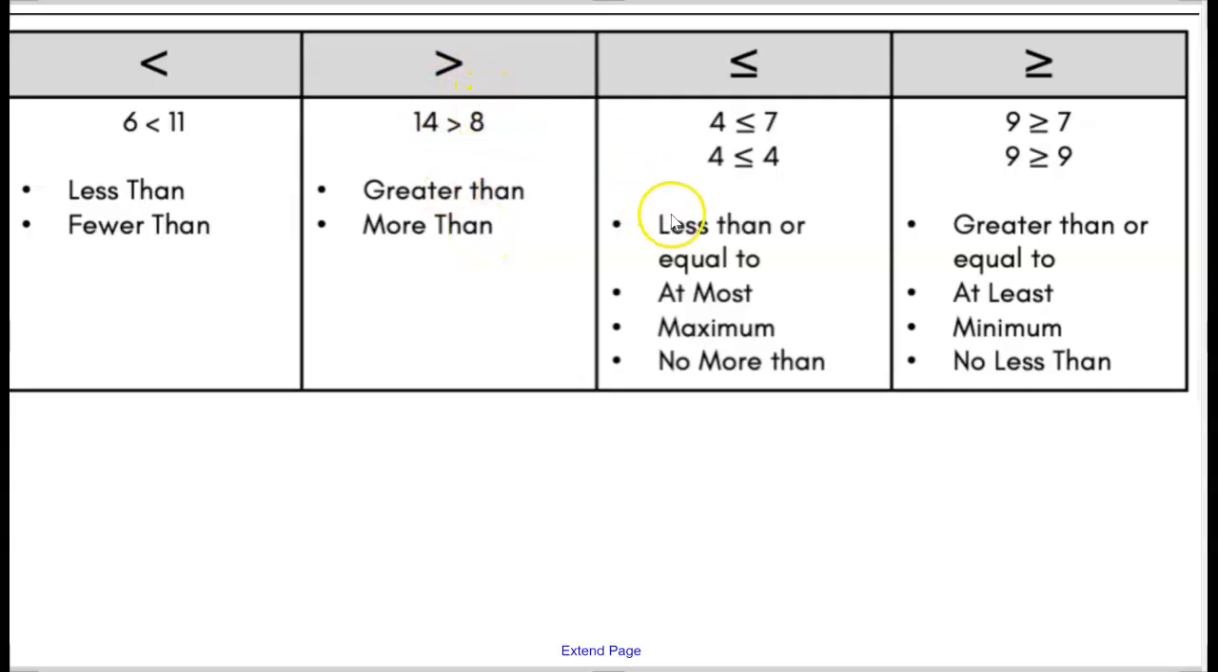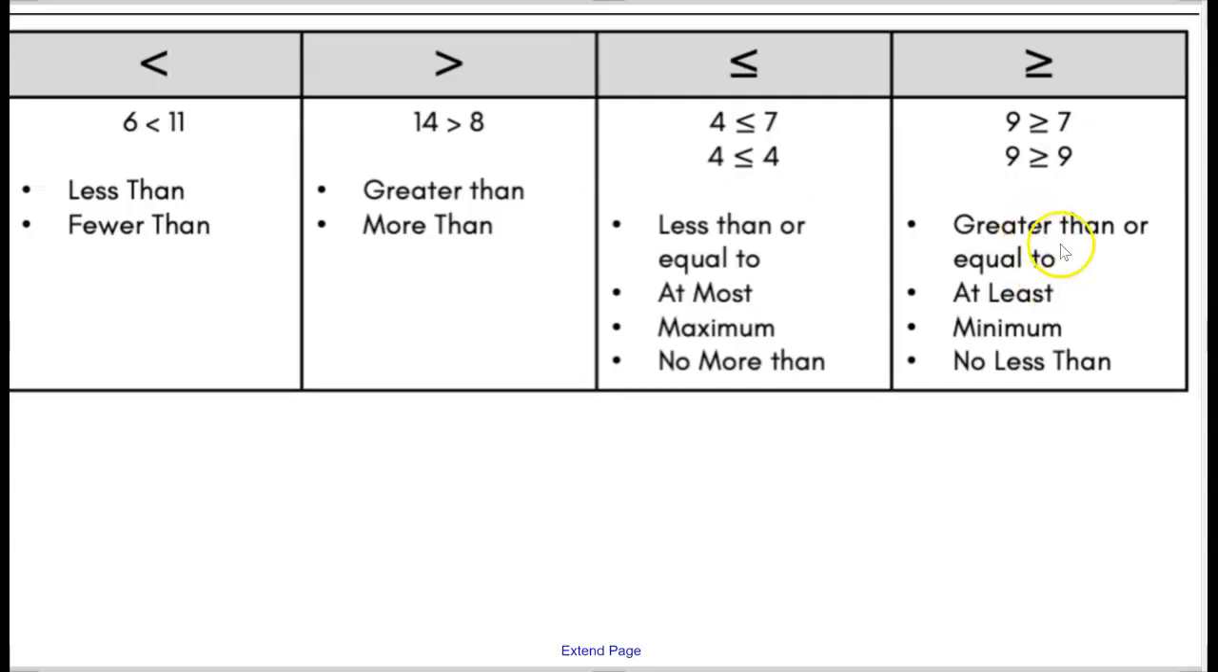Pretty simple. But here's some other words: less than or equal to. That's obvious. But at most might sound like you use greater than. But at most, meaning it's gotta be no higher than that. The maximum, no more than. In these type of situations, you want to use less than or equal to.